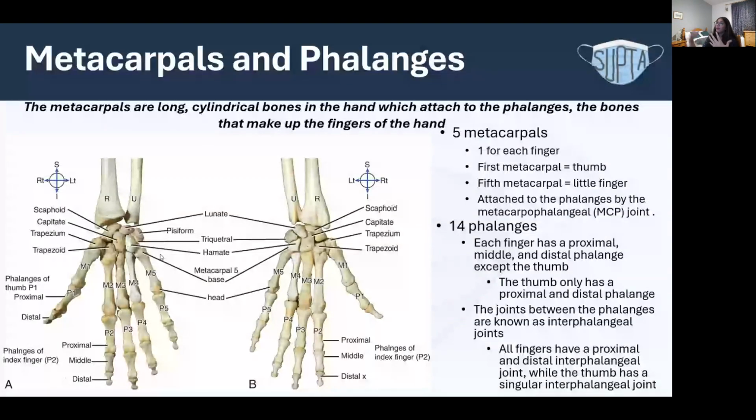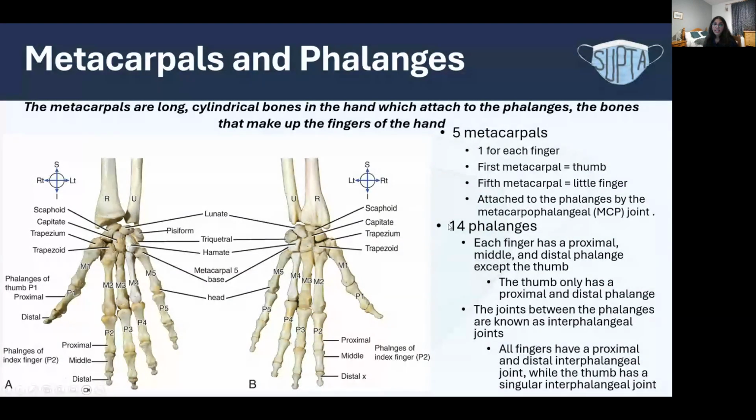Our metacarpals are long cylindrical bones in the hand which attach to the phalanges, okay? And the phalanges are basically the bones that make up your finger. Your metacarpals are the bones found in this part of the hand right there, as you can see, 1, 2, 3, 4, 5. So we have 5 metacarpals.